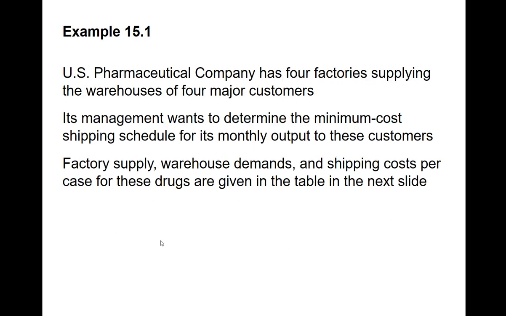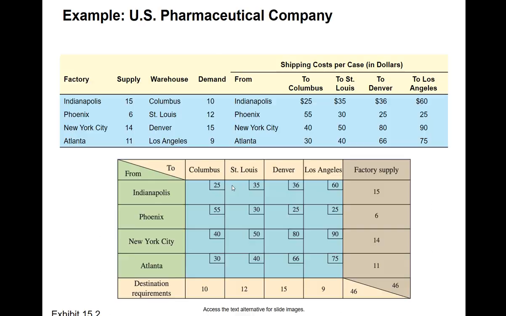The example: a U.S. pharmaceutical company has 4 factories. Those 4 factories supply 4 major customers, delivering cases of drugs to the warehouses. This is a minimal cost shipping schedule problem. The objective for this example is to minimize the cost of shipping from the 4 factories to the 4 major customers, and all the information is provided in the table here.